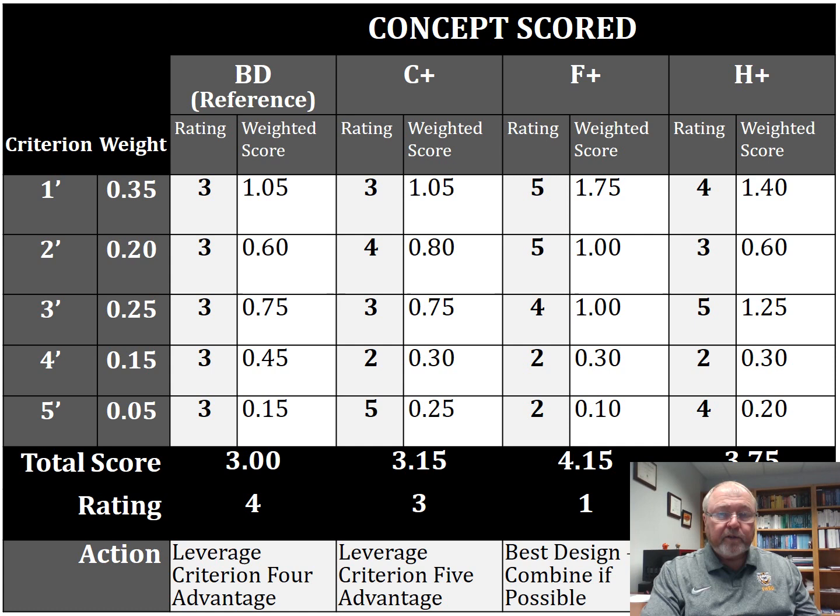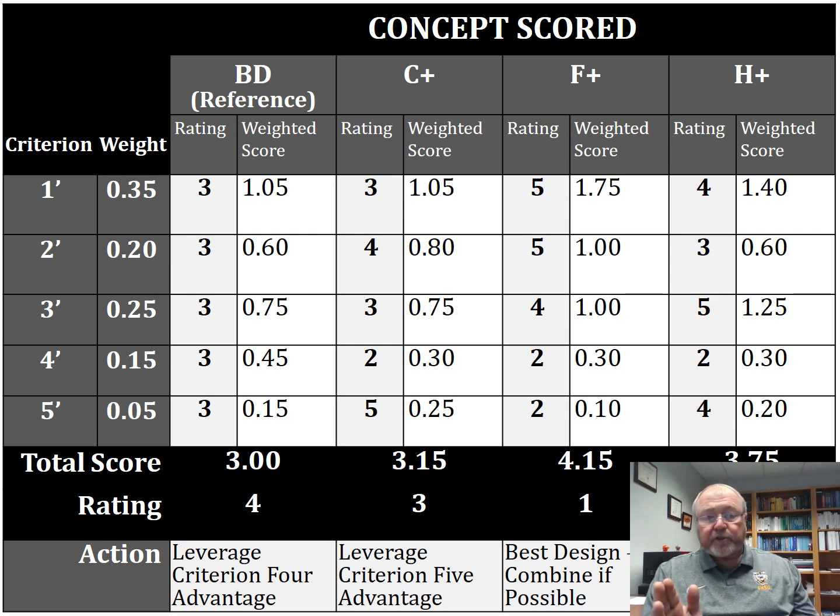For F+, criteria 1, much better. Oh, well, that's good because that was the most important criteria. Criteria 2, much better. Criteria 3, better. Criteria 4, worse. Criteria 5, worse. Still, those added up to 4.15. And then we look at H+, and we see better, similar, much better, worse, better. So what would I be trying to do?